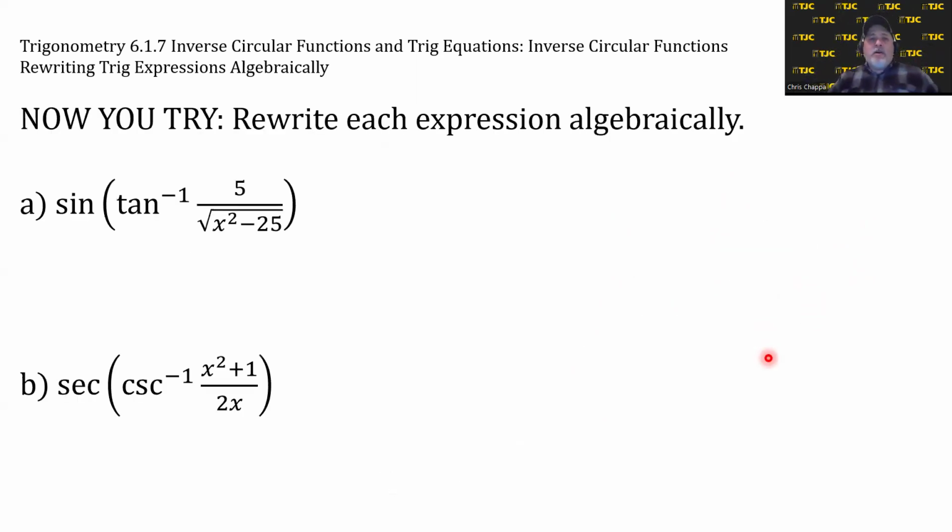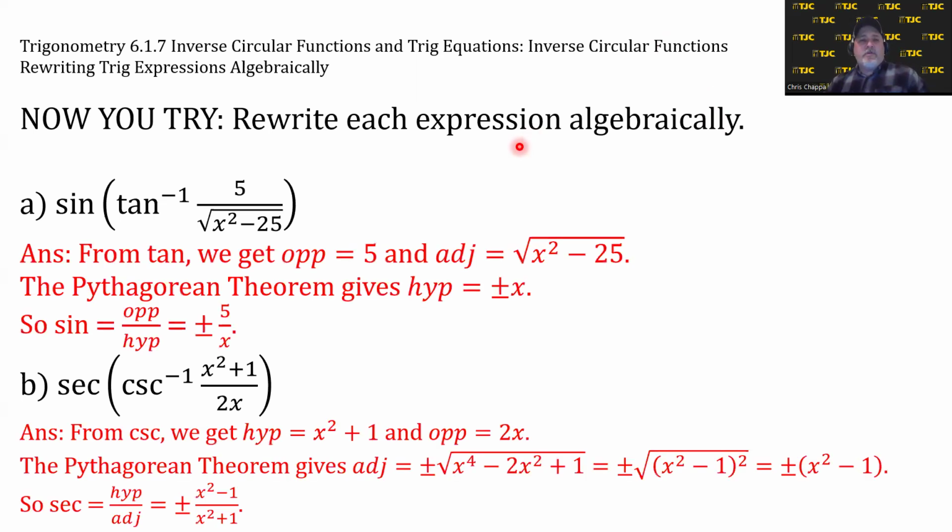Now you try. Rewrite each expression algebraically. Sine of tangent inverse of 5 over the square root of x squared minus 25. And secant of cosecant inverse of x squared plus 1 over 2x. Give it a try. There's a little surprise on the last one. All right, here's your fair warning if you haven't paused the video. Solutions in 3, 2, and 1.